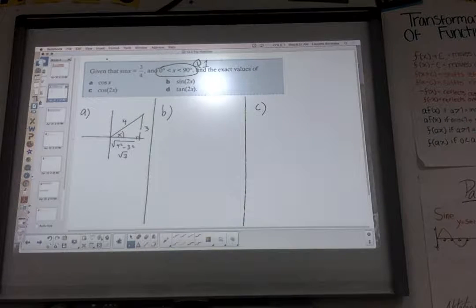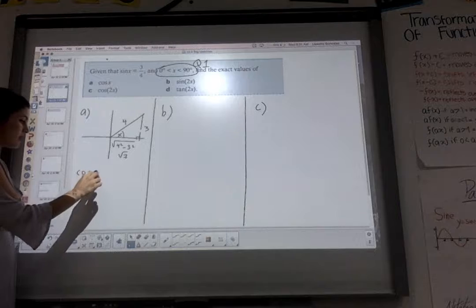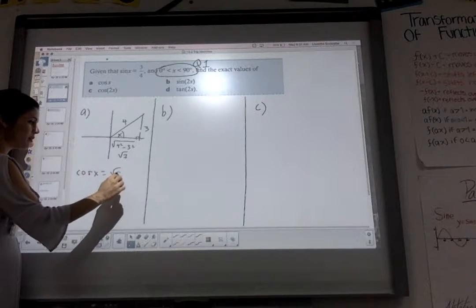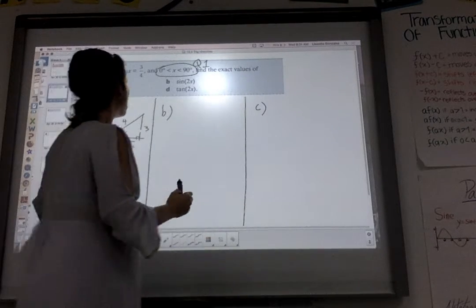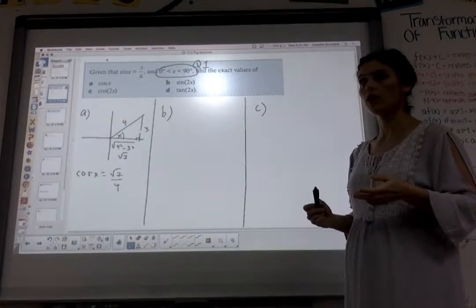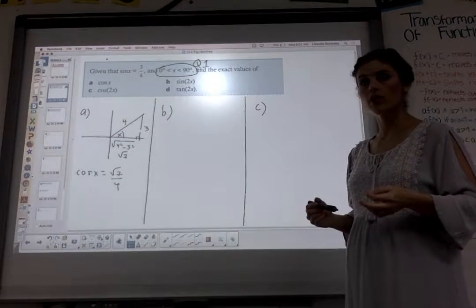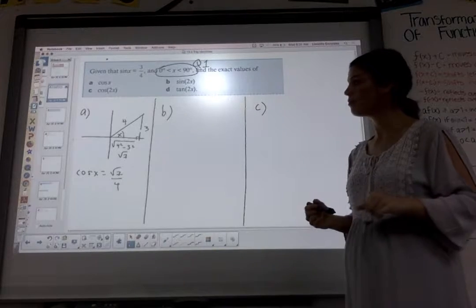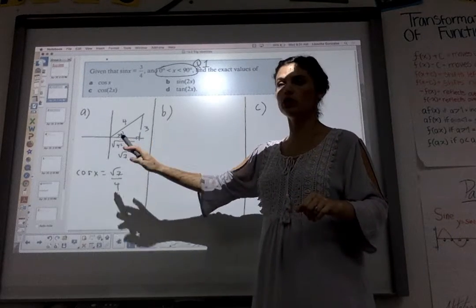Okay, now can you find part A, cosine of x? Yes. What is it? Cosine x is adjacent over hypotenuse, or square root of 7 over 4. Ta-da! Done. B. Moving on. Yes, but wait, we're not using anything here. We're just drawing a picture.